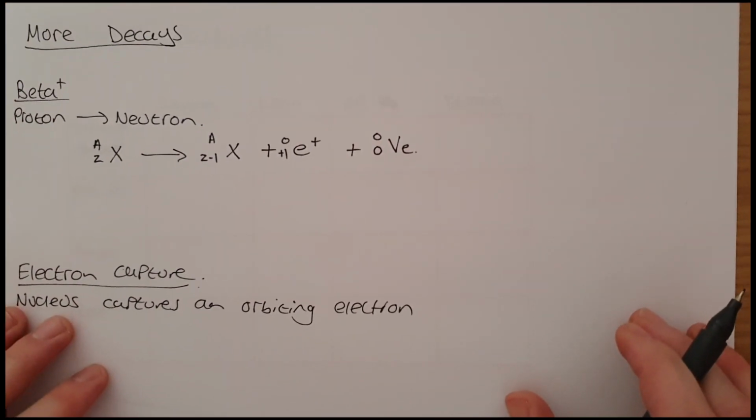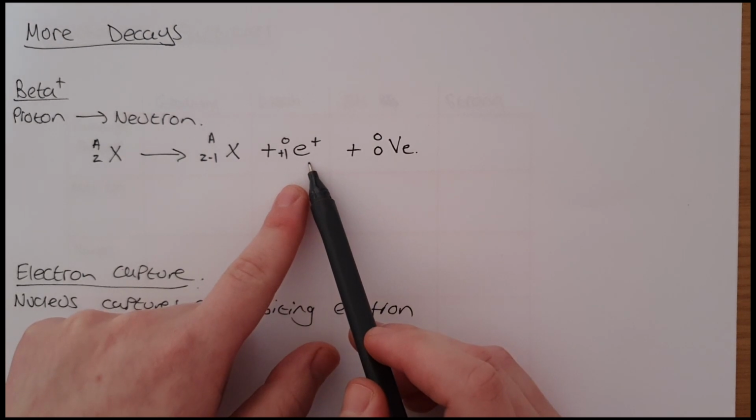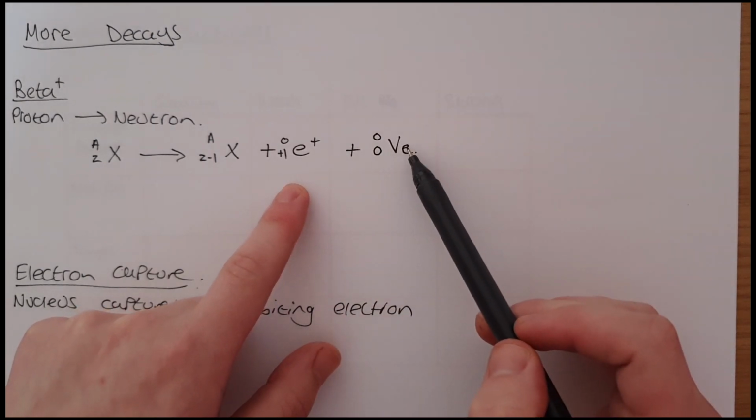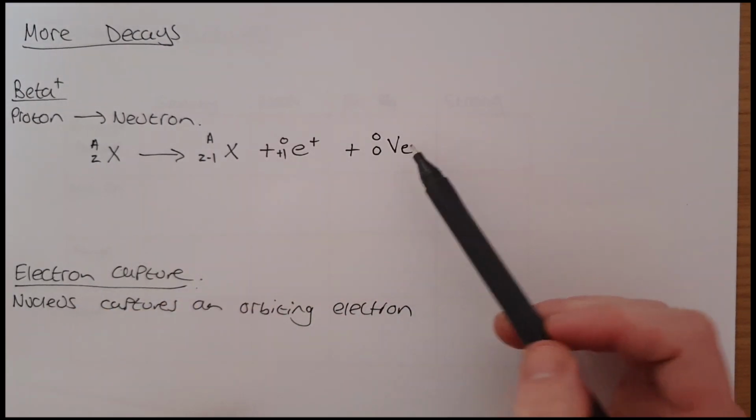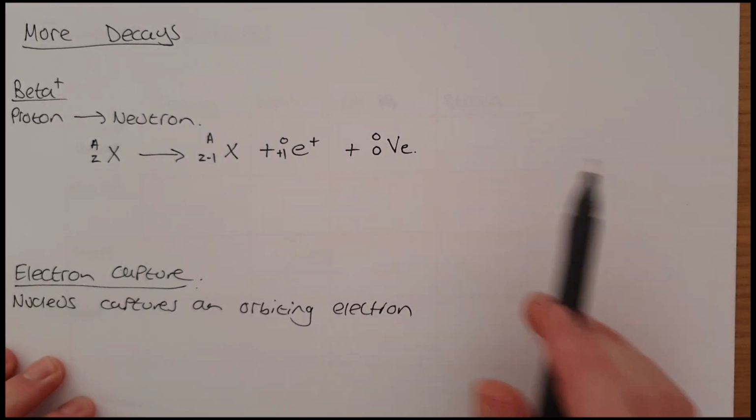Let's just pause for a moment. We've got a positron here, which is antimatter, which means we need a matter particle to balance out the lepton number. But we'll have a look at lepton number conservation in a later video.